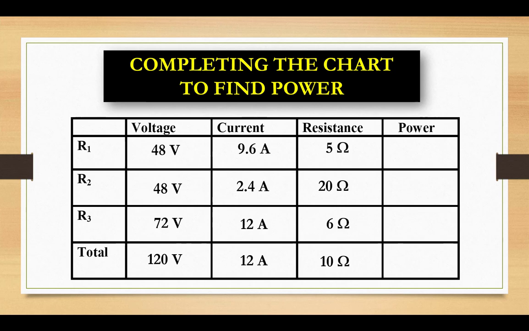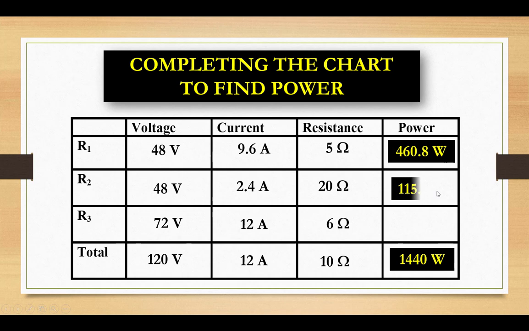Now, completing the chart to find power. Well, we can find power in multiple ways. For this circuit, we've found all of this through the previous processes. Now to find power, I can use V squared divided by R. I can use I squared times R. I can use V times I. So any of those will give me the same answers for each of those.